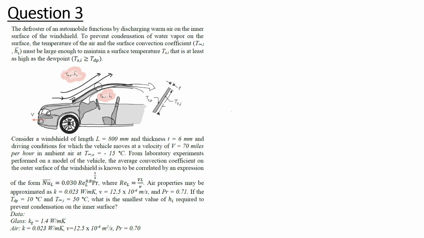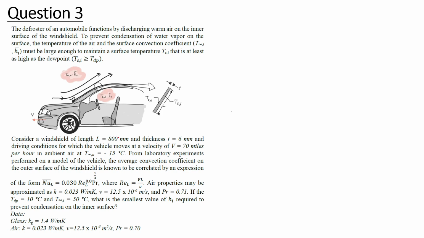So let's take a look at this question number 3. We have been given that the defroster of an automobile functions by discharging warm air on the inner surface of the windshield to prevent condensation of water vapor on the surface. The temperature of air and the surface convection coefficient must be large enough to maintain a surface temperature Tsi that is at least as high as the dew point.